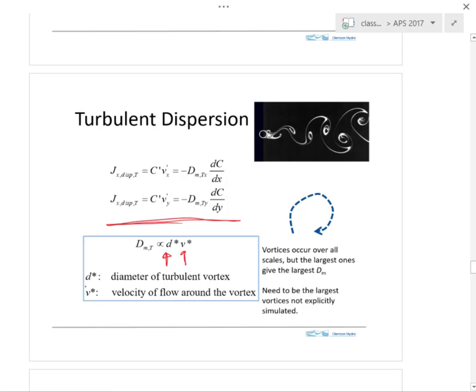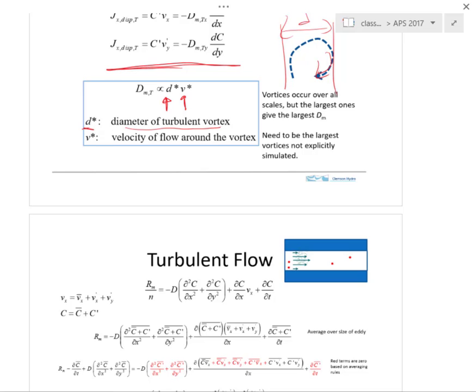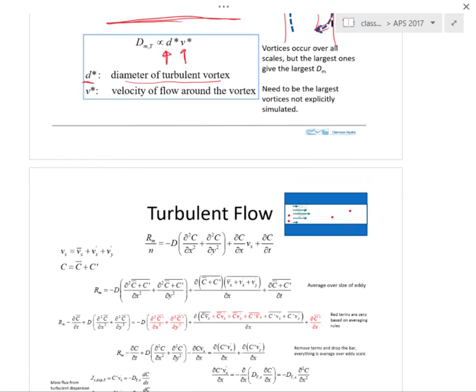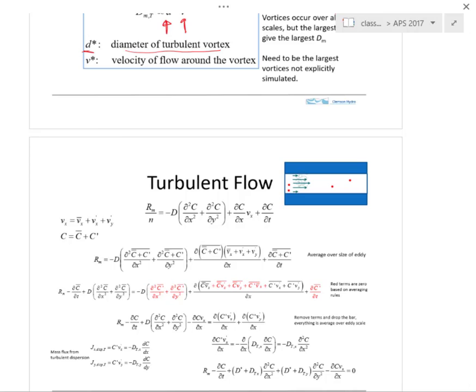And we might expect that this characteristic length is the diameter of this turbulent vortex, this guy. So that would be what we might think of as d. And the velocity is this flow velocity here in the vortex. So it's probably related to the overall average velocity of the flow, but perhaps somewhat different from that. Okay, so those are the kinds of things that we would expect to be in the dispersion constant for turbulent flow.